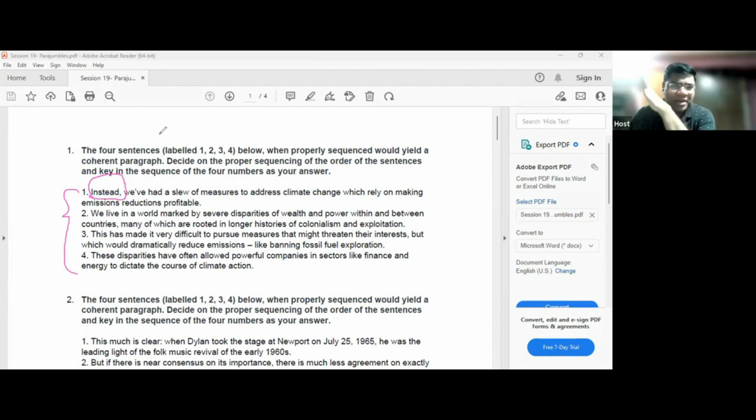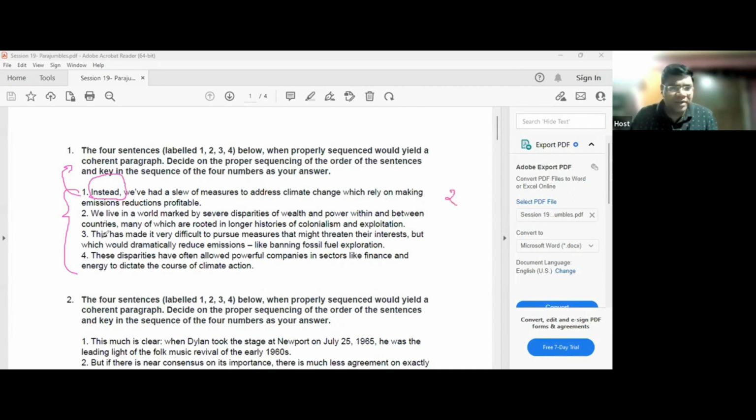I have never seen a paragraph start with the word instead. I might relate this with an earlier paragraph, but I would not start this as an independent sentence without any background. Instead, we have had a slew of measures. Okay. We live in a world marked by severe disparities of wealth and power within and between countries, many of which are rooted in longer histories of colonialism and exploitation. Perfect. So you have option number 2 as the probable opening sentence.